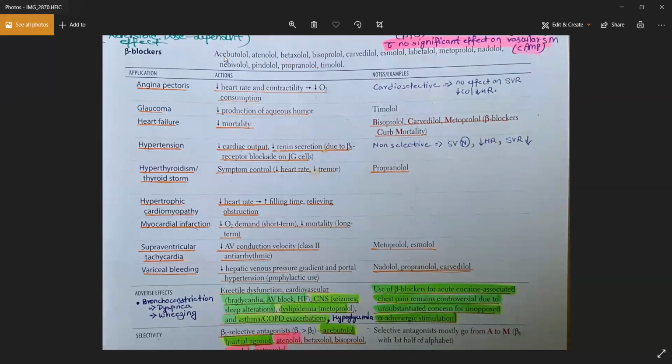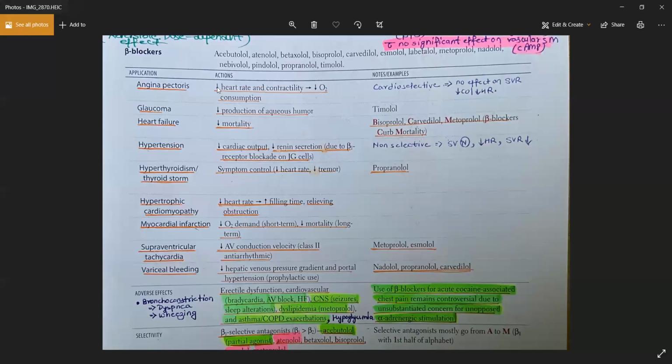So all the drugs from A, B, up to metoprolol are beta 1 selective. Labetalol, because it has A in it, has both the alpha actions as well as the beta blocker actions. After metoprolol, the nadolol, nebivolol, pindolol, propranolol, timolol, all of them are the beta non-selective type. And because the beta 1 receptors are found on the heart and the kidney, the cardioselective type has most effect on the heart and the kidney.